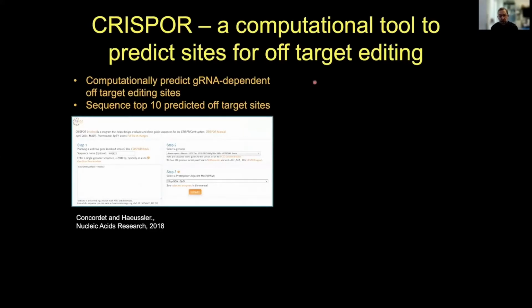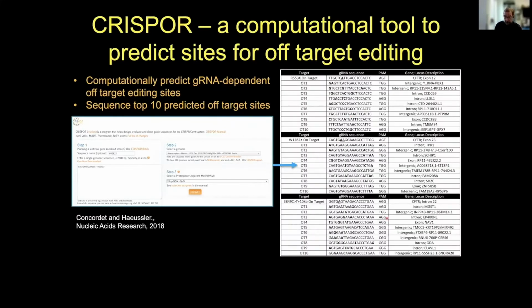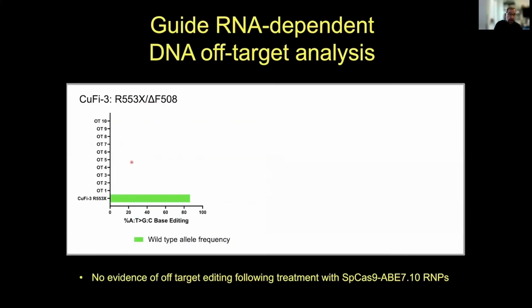Another important question is whether there is guide RNA-dependent DNA editing. So we used a computational program, CRISPR, to predict guide RNA-dependent off-target editing sites, and then we sequenced the top 10 predicted off-target sites, as shown here. And from those data, this shows the 10 off-target sites we sequenced and evidence of base editing. And we only saw base editing at the target site.